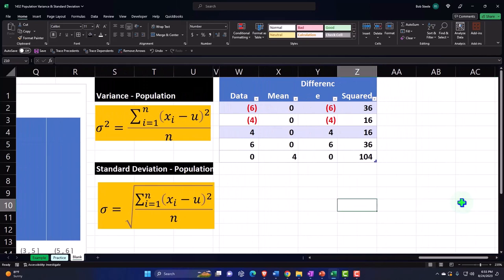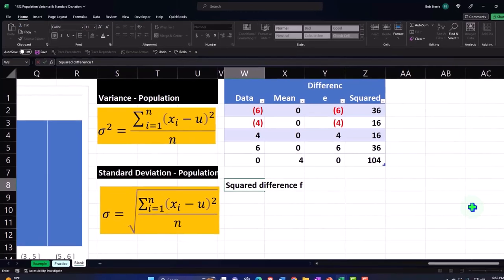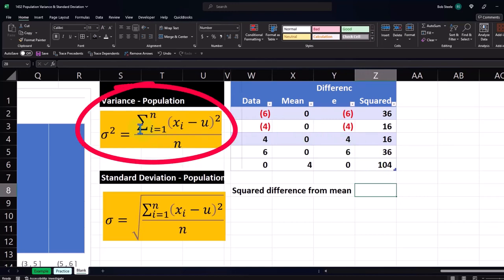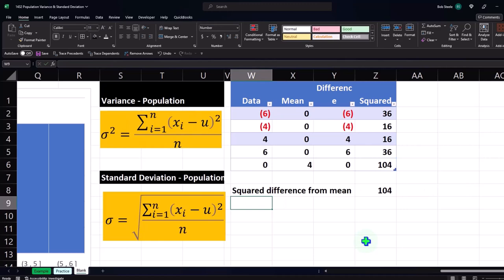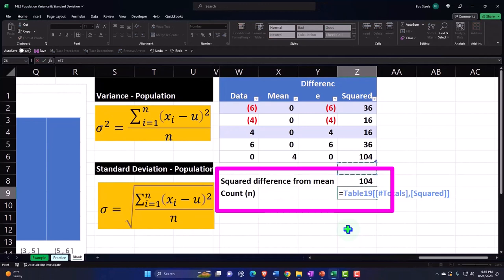All right, so now let's take our squared, or this is going to be a calculation of the, well, let's do this, squared difference from the mean. So this is going to be our squared difference from the mean, which you can look at either of these formulas, but if I'm looking up here, I'm going to get to the variance. I've got the numerator, so I've got the 104 and then the count. So this is going to be the count, which is represented by n, that equals this number that we counted because we just counted 1, 2, 3, 4.